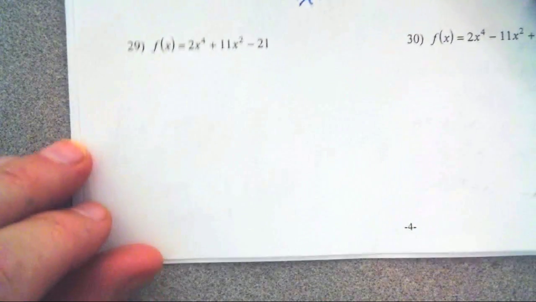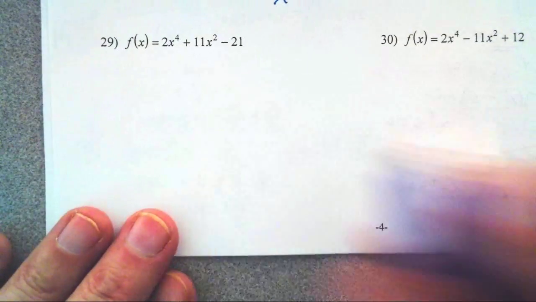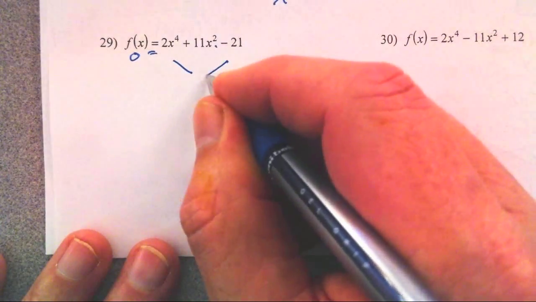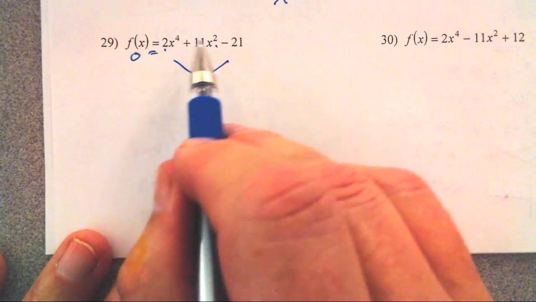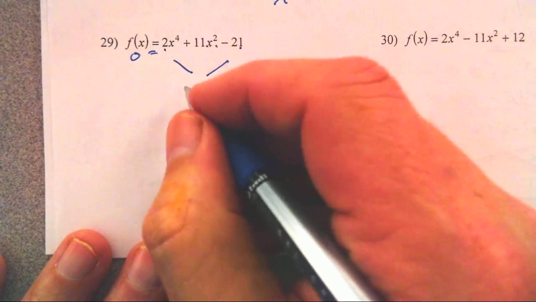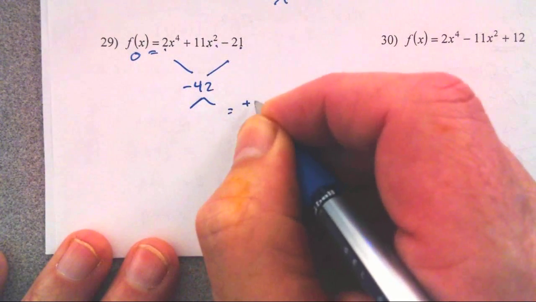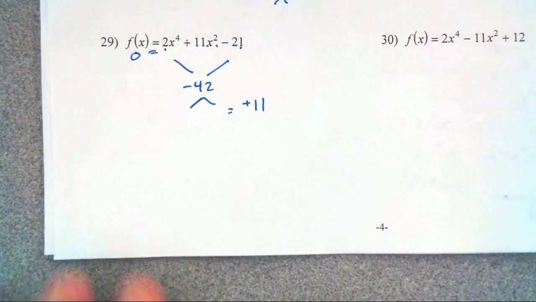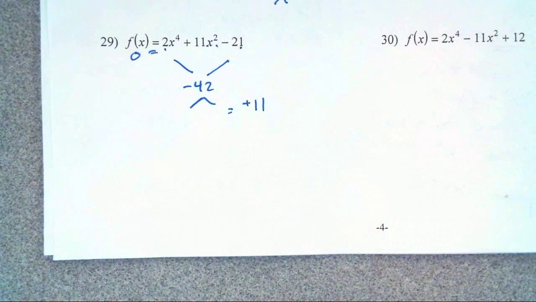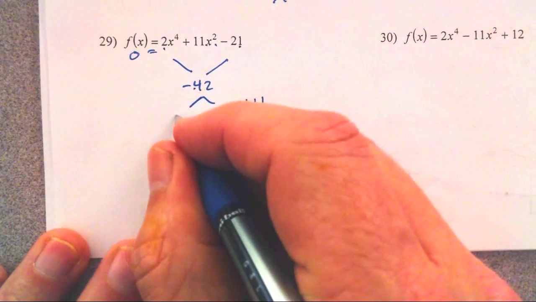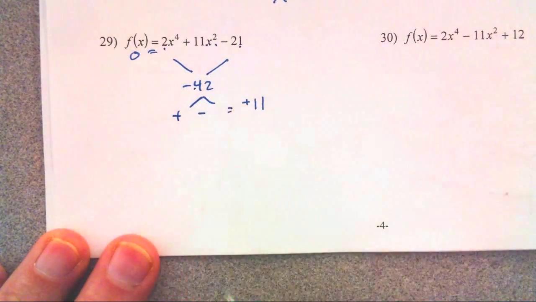Okay, let's try another one like that. 29, quadratic on x squared. 0 equals, we're finding 0. So factors of, I can't divide anything from 2, 11, and 21 conveniently. Factors of negative 42 that add up to be positive 11. So sometimes we might need to list these, but I know if they multiply to be a negative and add up to be a positive, I need a big positive and a little negative.